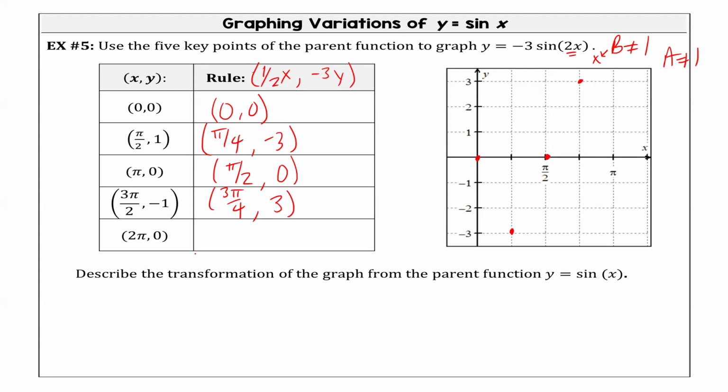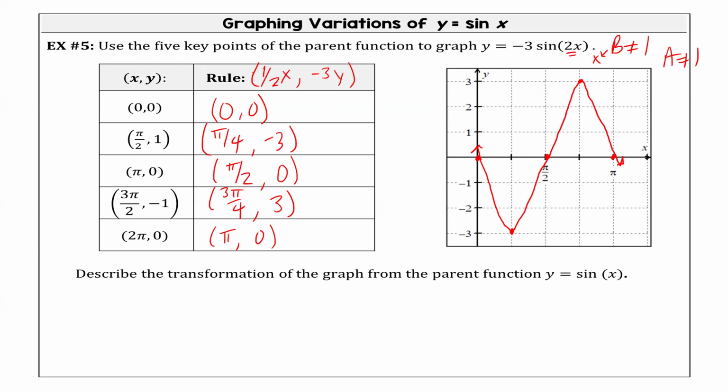2 pi times a half is pi, and -3 times 0 is 0. So here is my transformed graph. How do we feel? So this is your other method of graphing using ordered pairs and a rule. How do you feel about the ordered pairs and rule method? Doable? Yeah? Now we're going to describe the graph.